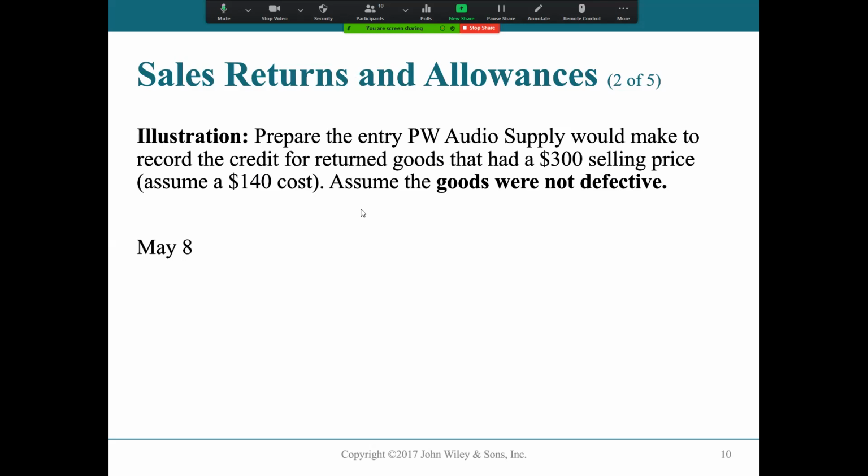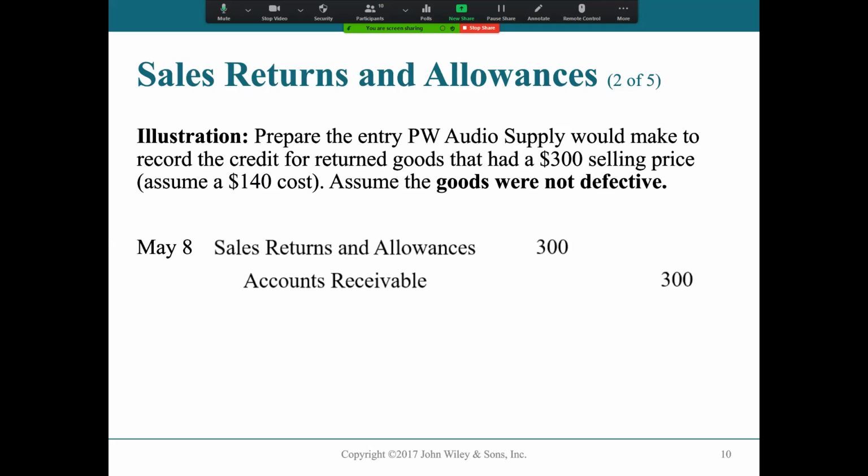So if we're the seller and our customer returns goods to us, then what we're going to do is we're first going to debit sales returns and allowances. This is a special account. It's a contra revenue account, actually. So it reduces our amount of revenue. Okay. And then we're going to credit accounts receivable.